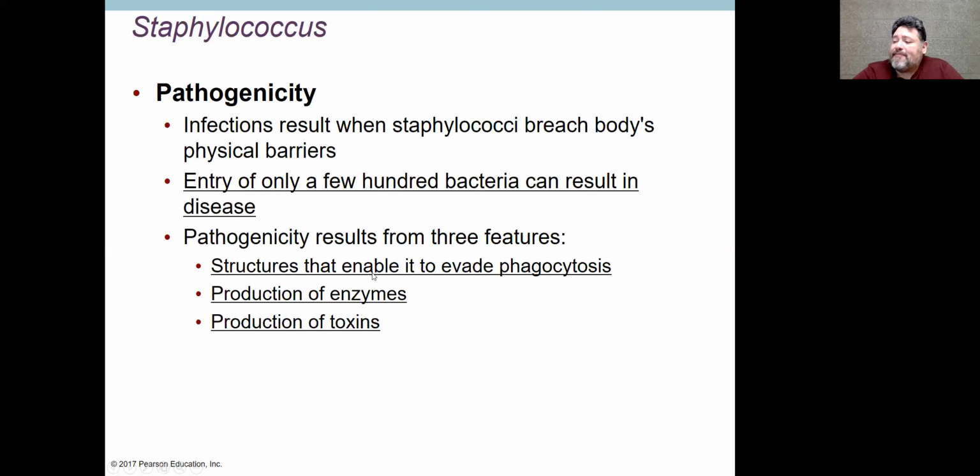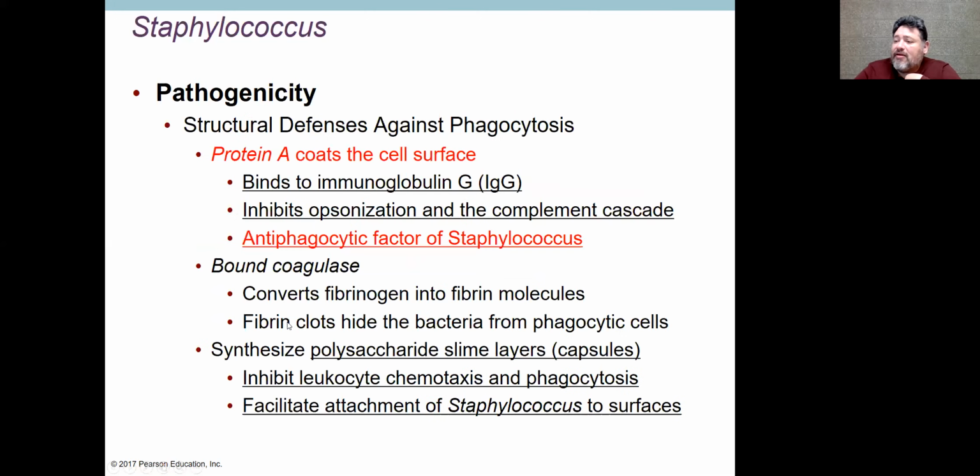Okay, what are the virulent features of Staphylococcus? Well, it has the ability to have a glycocalyx that makes it difficult to phagocytize by your innate immune system. So that's one problem. It produces enzymes that allow it to protect itself on our body and to traverse our tissues. We're going to go into a couple of those in a second. And it also produces toxins that cause havoc in our body. So let's start with the defenses against phagocytosis.